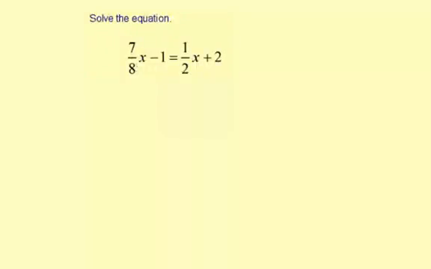Solve the equation. We have 7/8 x minus 1 equals 1/2 x plus 2. So here we are. We have fractions mixed in with the equation here. There are a couple different ways to approach this. One way is you can just leave the fractions in the equation and try to solve. So you can subtract 1/2 x from both sides.